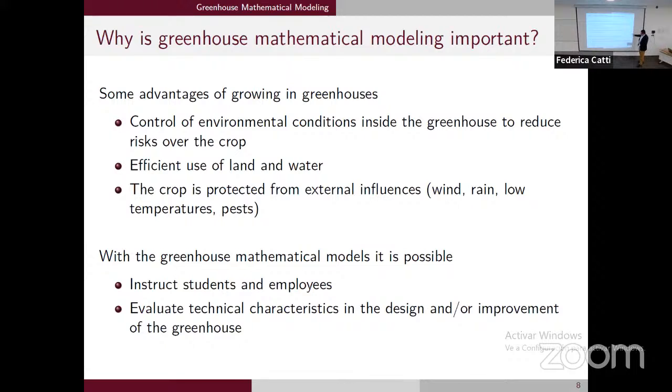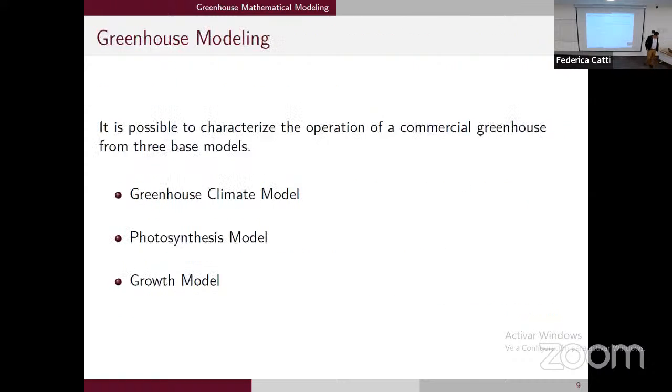It is also possible with this model to evaluate technical characteristics in the design and or improvement of the greenhouse. That is, we can, for example, evaluate a new technology before the economic investment. Okay, it's possible to characterize the operation of a commercial greenhouse from three base models: the greenhouse climate model, the photosynthesis model, and the growth model. Now I will talk about each of these models.